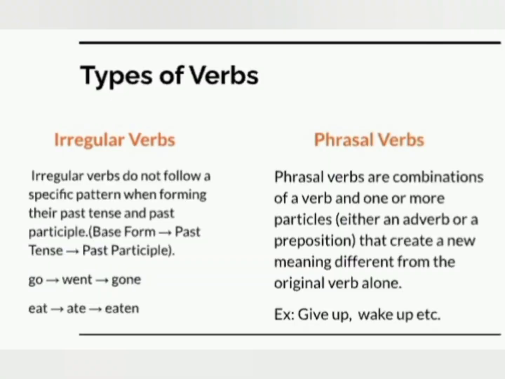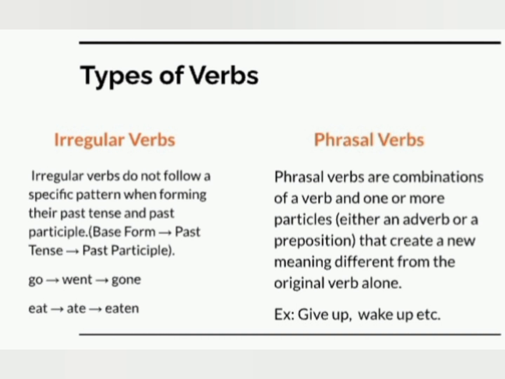Next one is irregular verbs. Irregular verbs do not follow a specific pattern when forming their past tense and past participle. Go, went, gone. Eat, ate, eaten. There are changes in these forms.